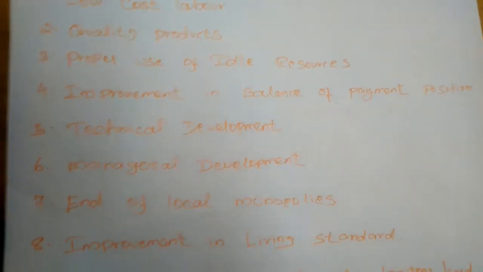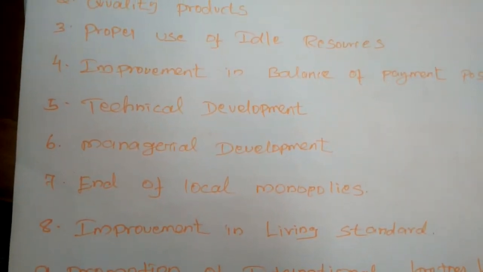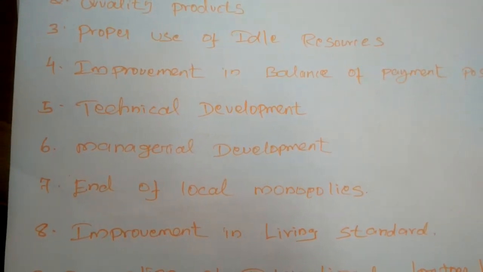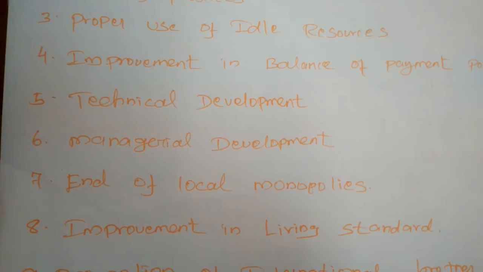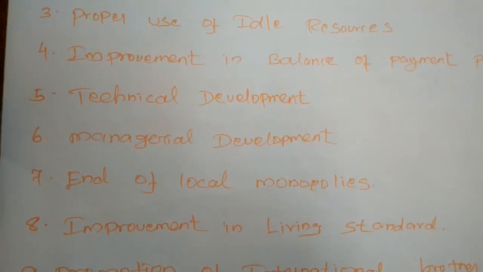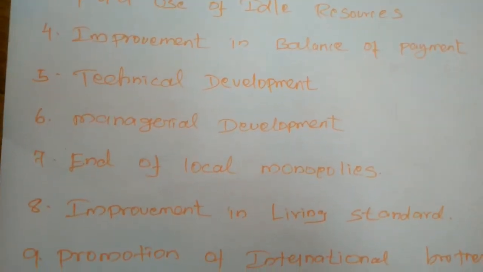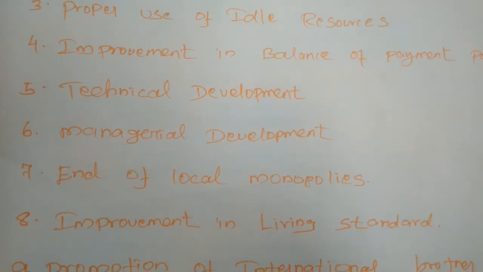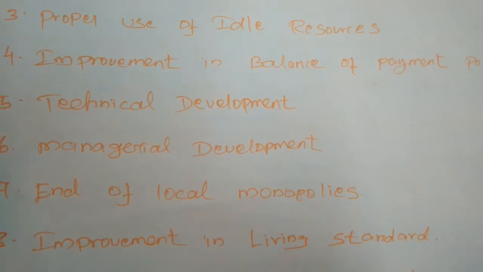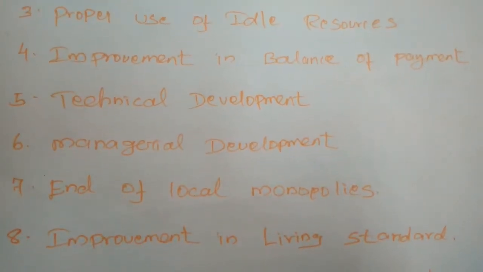Next, technical development. The multinational companies carry the advantages of technical development to host countries. In fact, multinational companies are a vehicle for the transference of technical development from one country to another. Normally, the multinational companies are always transferring technology from one country to another, mostly from developed countries to developing countries, or from developing countries to underdeveloped countries.